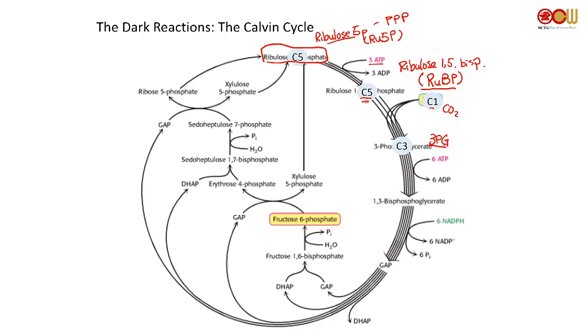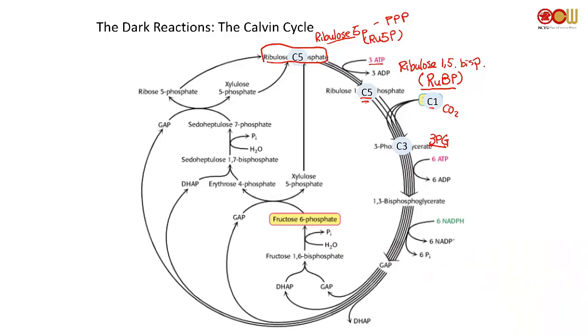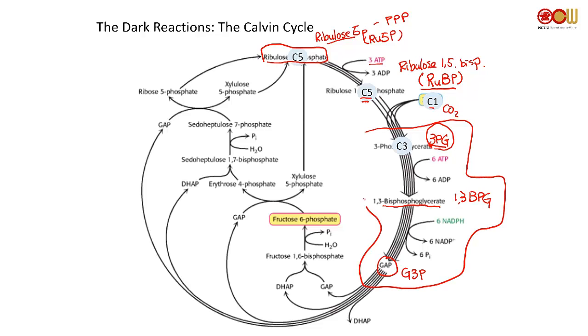Where have you seen 3PG before? Glycolysis. It's an intermediate in glycolysis. And then what you have to do is activate 3PG into, what is this? 1,3-BPG, another intermediate in glycolysis, right? And then 1,3-BPG can become G3P, as I usually call it. So basically this portion is what?